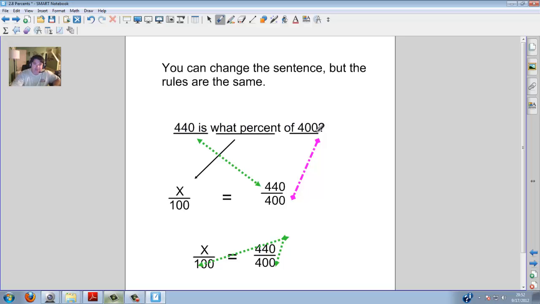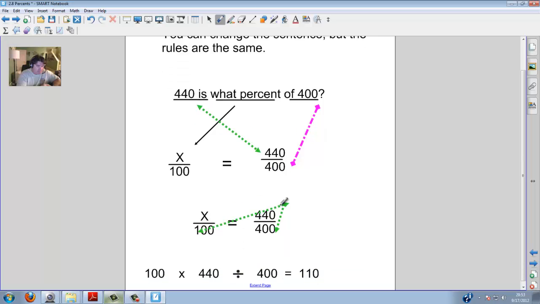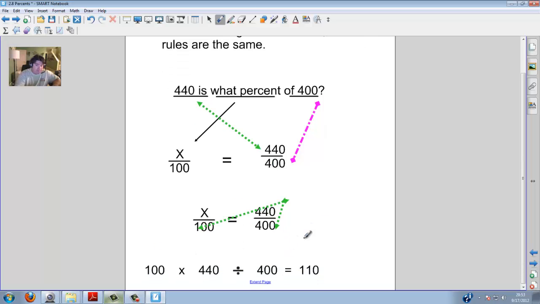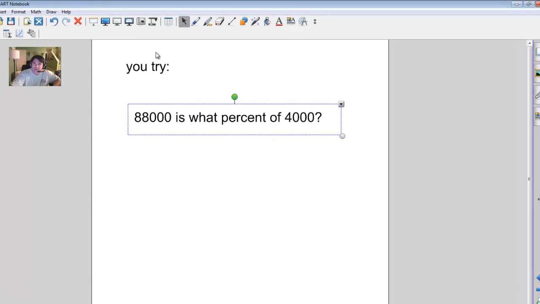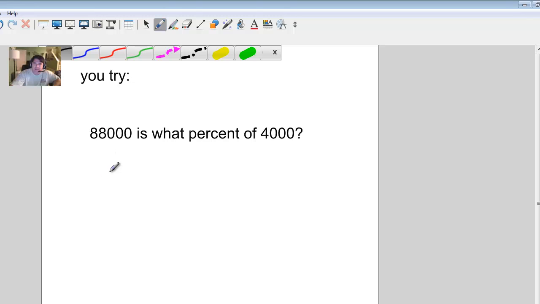440 is what percent of 400? Now, what percent means x over 100? 440 is. Of 400 goes in the bottom. Okay, crisscross applesauce. Looks like you get 110. You try. 88,000, what percent of 4,000? Go ahead and pause and see. Hopefully you paused. Let's see what you got.